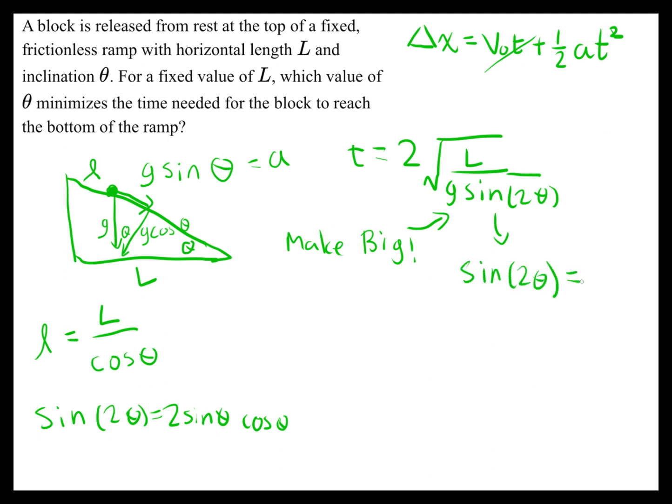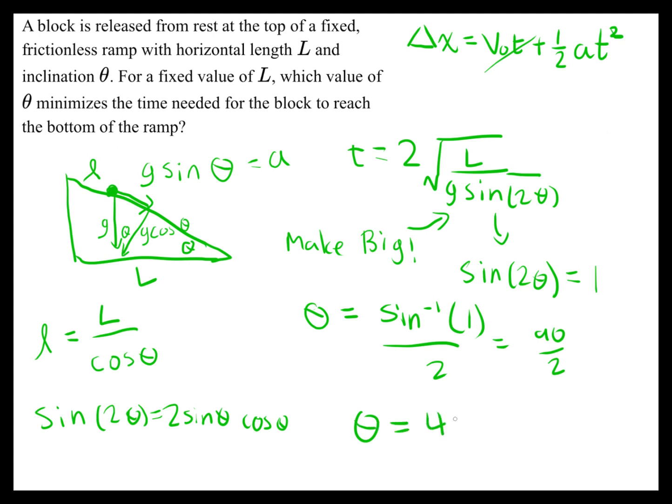The maximum value of the sine function is 1. So we need it to be the maximum value to obtain the minimum time for the block to reach the bottom. So now we just need to solve that equation. The angle theta is going to be the inverse sine of 1 over 2, so this is simply going to be 90 over 2. So the angle theta to minimize the time needed for the block to reach the bottom of the ramp is going to be equal to 45 degrees.